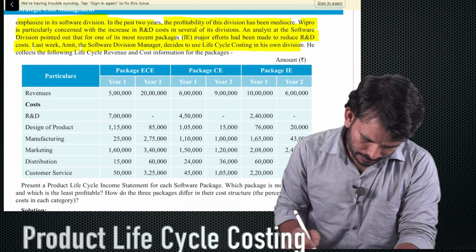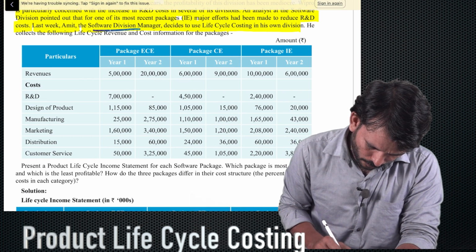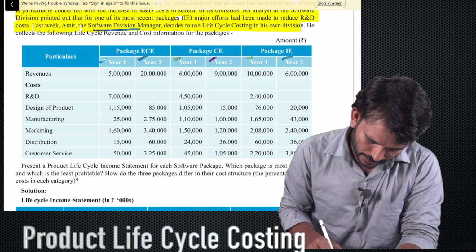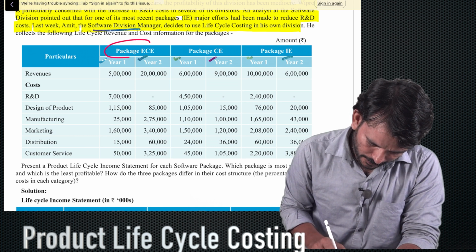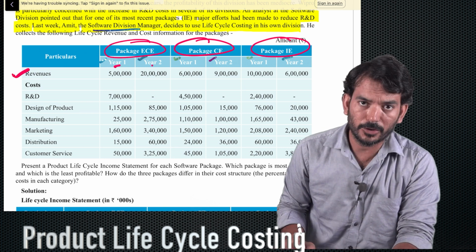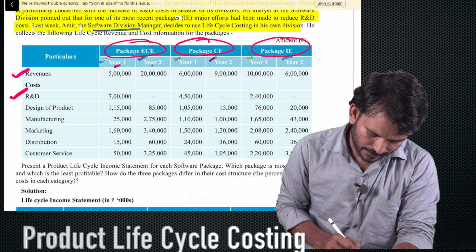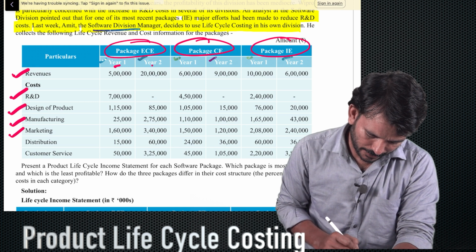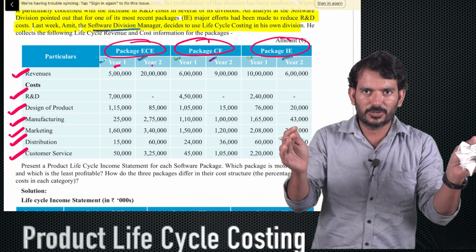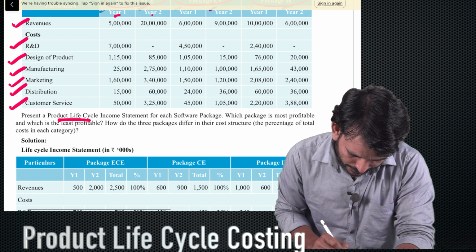So managing the division manager, what he is saying is year number 1, year number 2, year number 1, year number 2, year number 1, year number 2. So there are three different softwares, their life, what will be the revenue in each year, what will be the cost: R&D, design of product, manufacturing, marketing, distribution, customer service. Everything is given in the question only, so we just need to sum it up, that's it. Present a profitability cycle income statement.